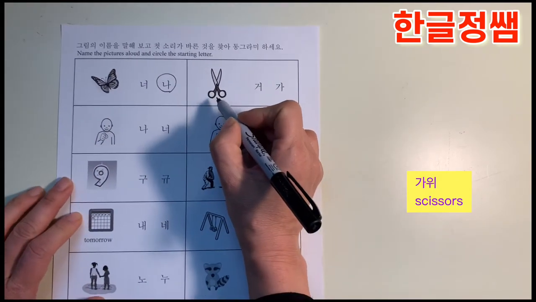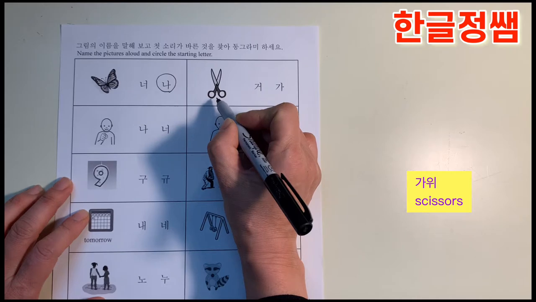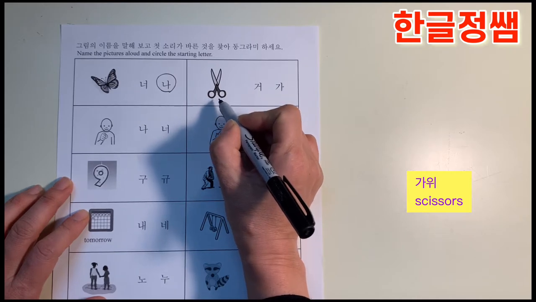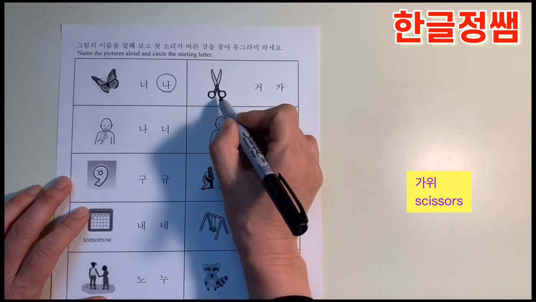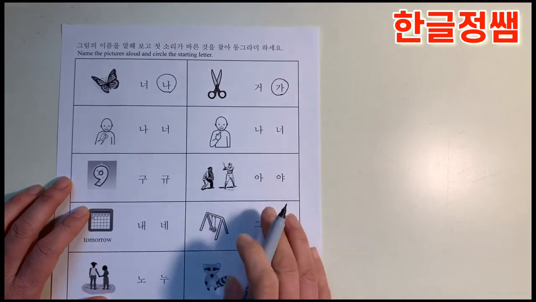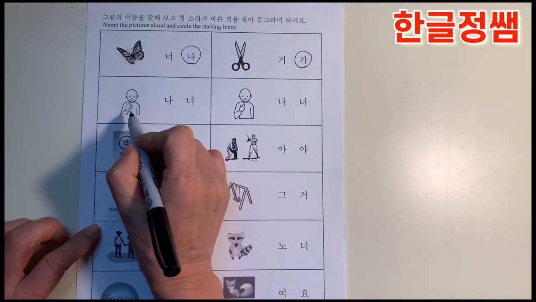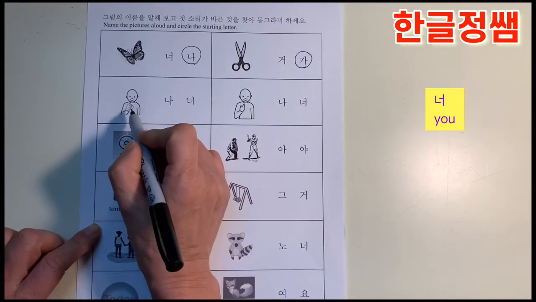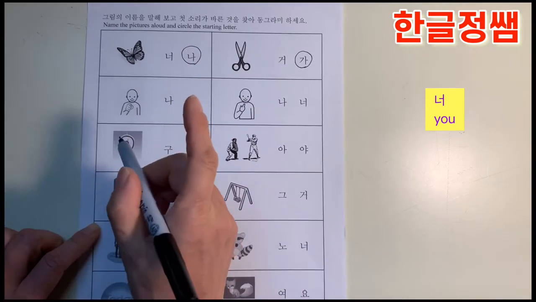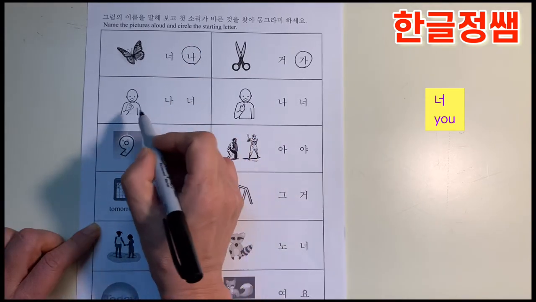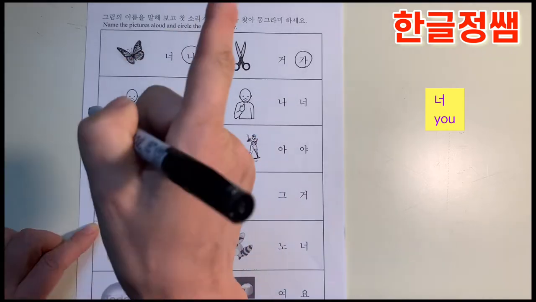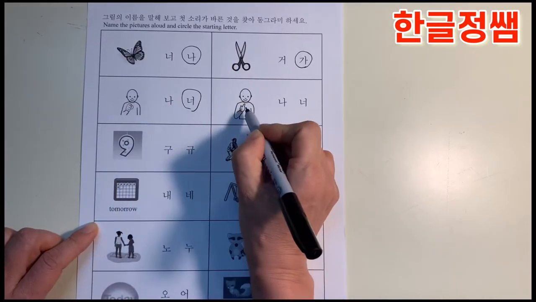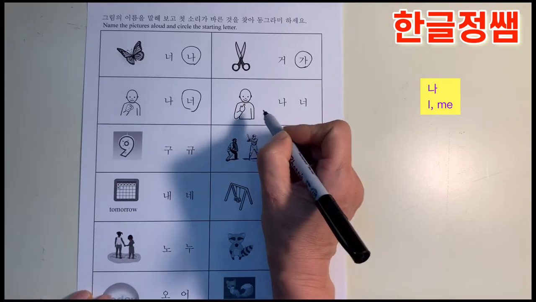This is scissors. Scissors is in Korean 가위. 가위's first letter is this is 거, this is 가, this is 가위, it's correct. This man pointing you, you mean is 너, this is 나, this is 너, 너 pointing you, 너, pointing me, 나.